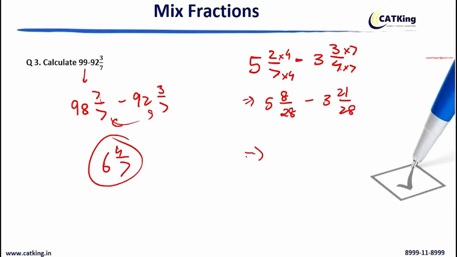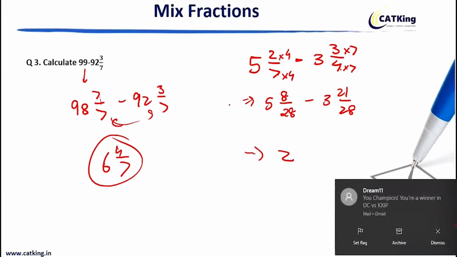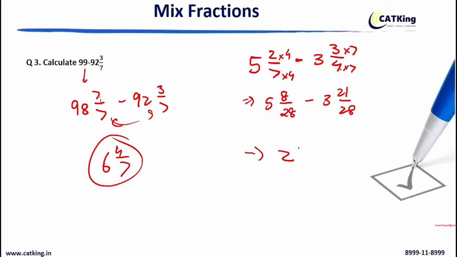Did you see how we converted this, guys? Right? Now what is 5 minus 3? 2. Acha, what is 8 minus 21? This is minus 13, correct? So 2 whole minus 13 by 28. But can this be minus 13? No. What is this actually? 2 minus 13 by 28. Am I right? This is nothing but 2 minus 13 by 28. Or you can also write it like this. That 1 whole, because I will subtract it from 1. 1 minus 13 by 28 I will do.